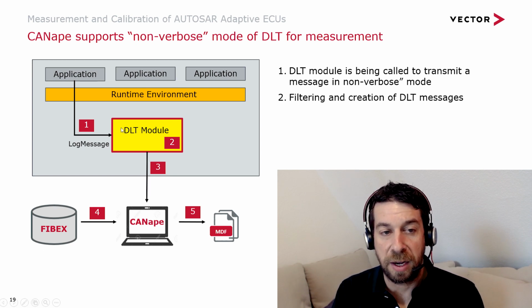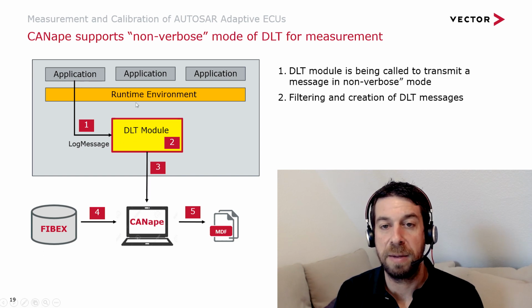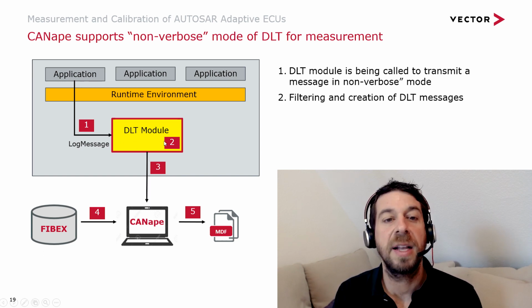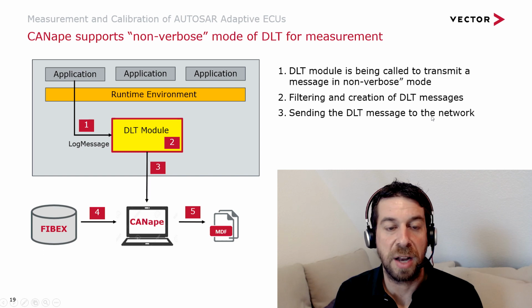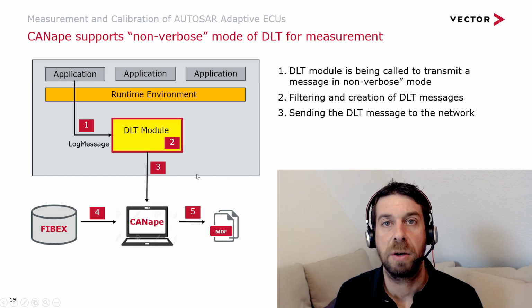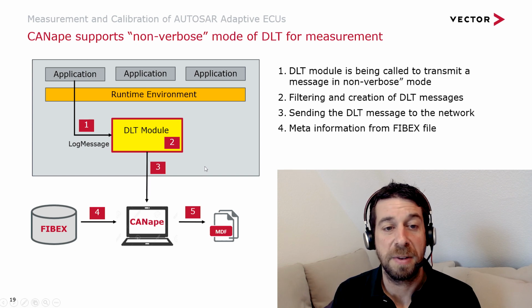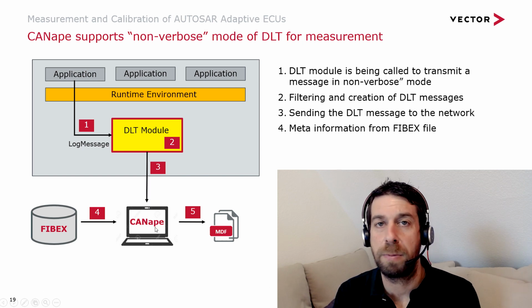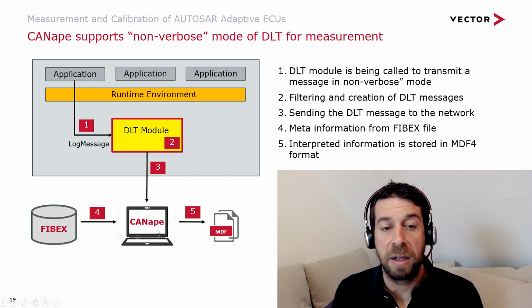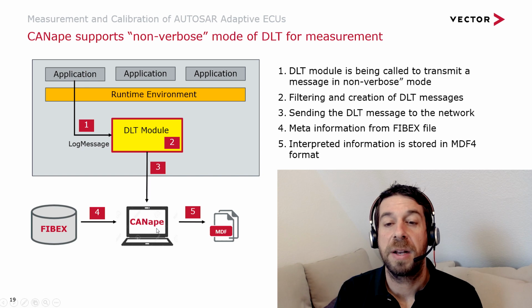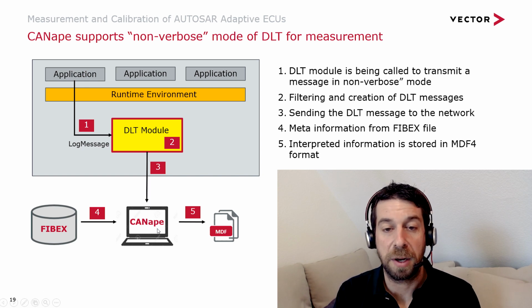First we get the log messages, then the DLT module can filter or create the DLT messages. Then the DLT module sends the messages to the network without meta information, so we save bandwidth on our bus because it's not necessary to send all this data. The missing meta information is then added by our FIBEX. Then we have the same process as every time when we write our MDF file. That means we write the interpreted information in the MDF4 format.